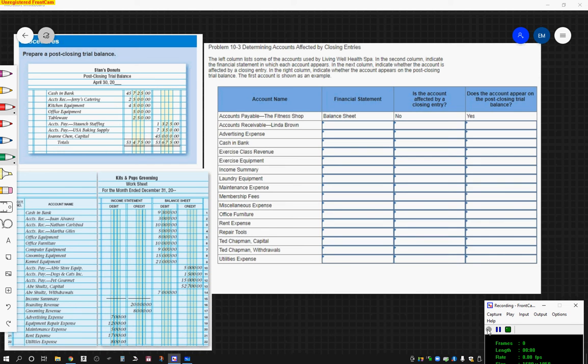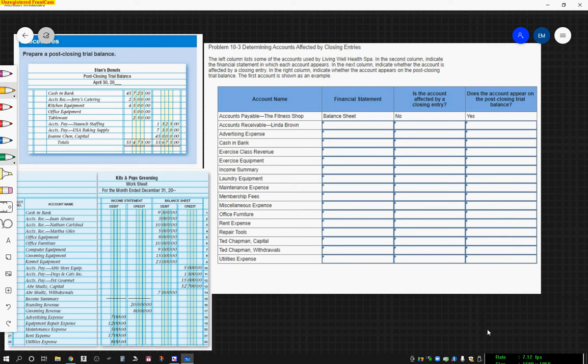Okay, welcome to 10-3, Explain Determining Accounts Affected by Closing Entries. Well, the very first thing we need to do is review very quickly what accounts get closed and what they get closed into. And we'll do that at the very bottom here.